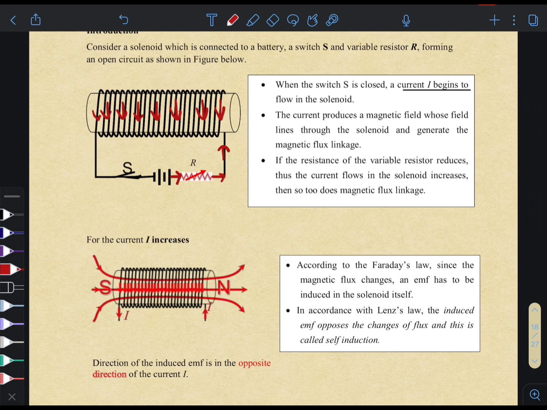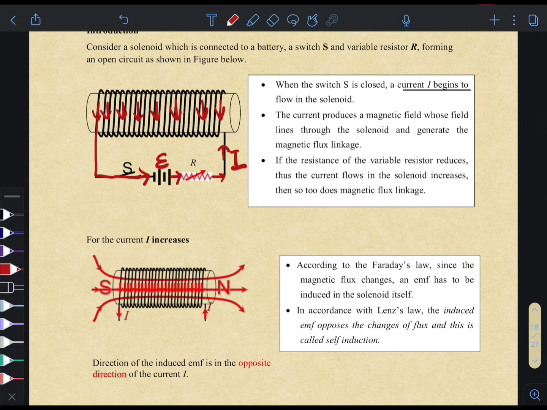Okay, so lepas tu bila dia sampai ke wire yang akhir, dia turun, dia akan sambung perjalanan dia sampailah dia sampai ke wire, negative terminal ini. So this is the direction of current, initial current in the solenoid due to the resistance yang kita pilih dekat sini dan juga power supply. Power supply kita panggil dia EMF lah kan.